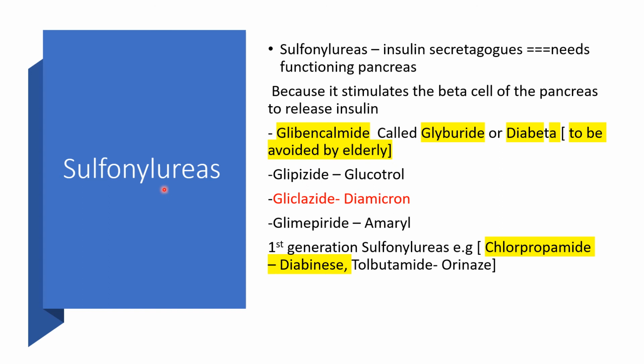Still under sulfonylureas will be glipizide, Glucotrol. Not well, the brand name anyways. Gliclazide is Diamicron. We use this a lot, Diamicron. Glimepiride is Amaryl. Lots of people will use this also. But we have the first generation sulfonylureas like chlorpropamide, that is Diabinese, and tolbutamide, that is Orinase. They need a functioning pancreas to work well.